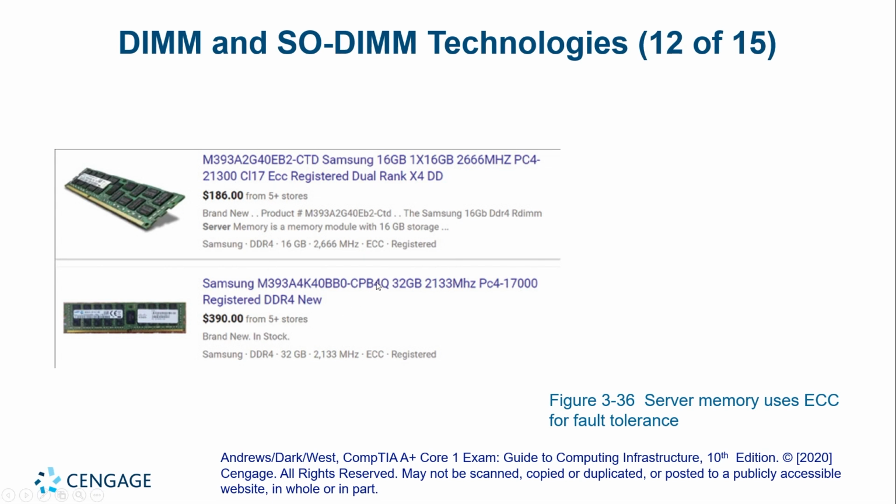Same thing down here, we take 8 and we multiply it by 2133, and that will give us 17,000 or thereabouts. It's rounded to 17,000, but it's also DDR4, and it's a 32 gigabyte module rather than a 16 like that is.